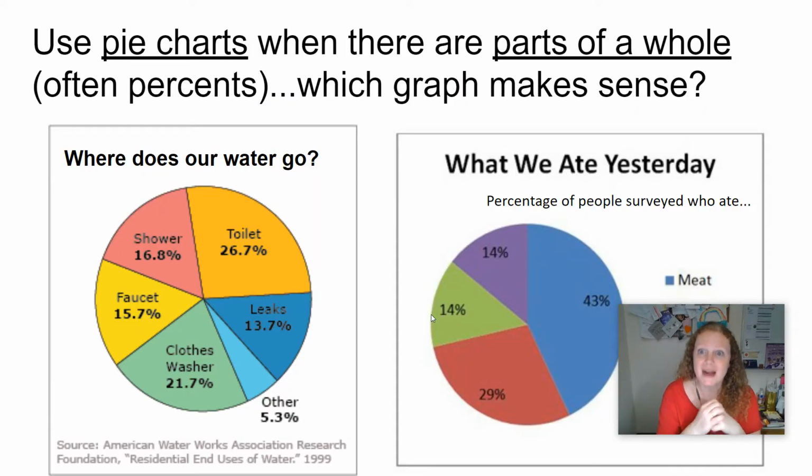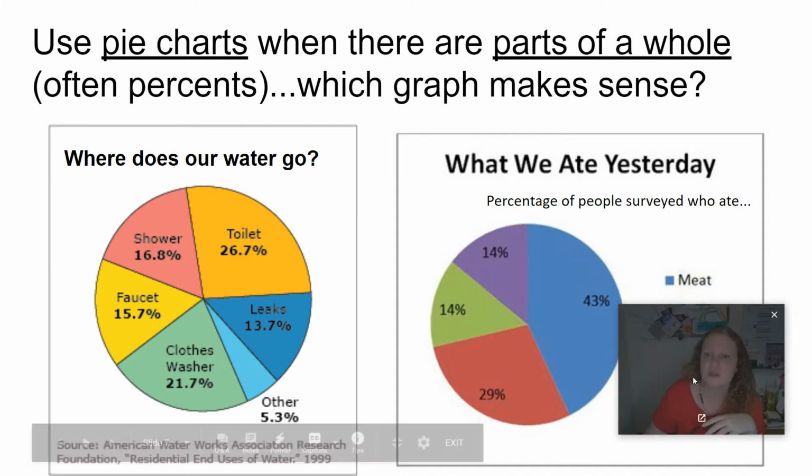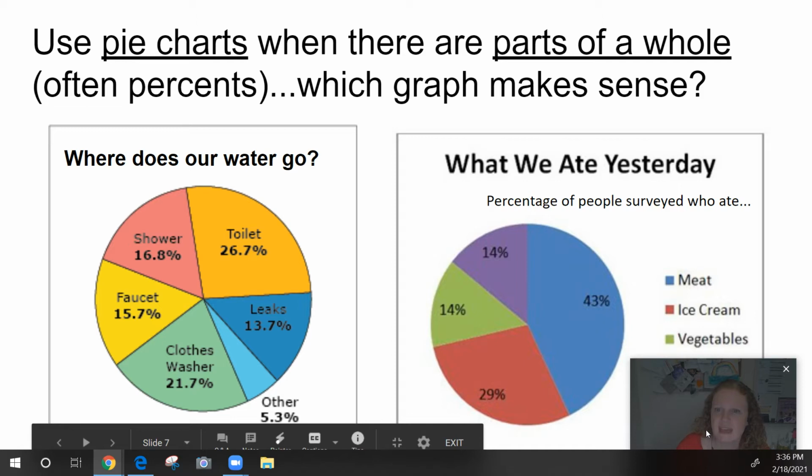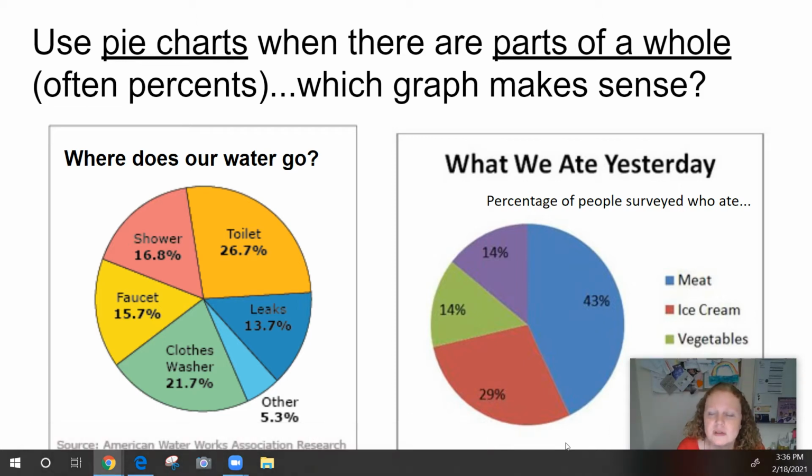These are pie charts. Pie charts are really helpful when there's a part of a whole. You have a whole amount of things and there are little sections of that. It doesn't always make sense to use a pie chart. It's often percentages, but it doesn't have to be, as long as there's a part of a whole. So take a look at these two charts. Which one do you think makes sense? Only one of them works as a pie chart. The other one does not make sense.